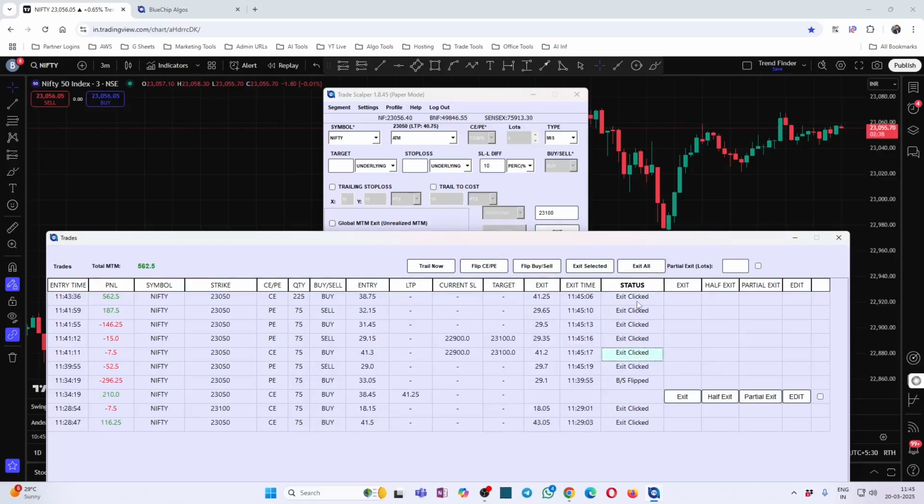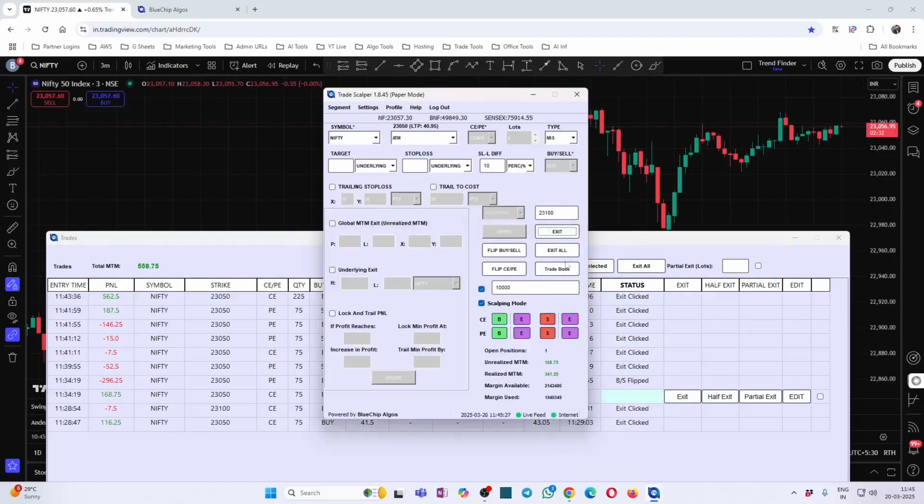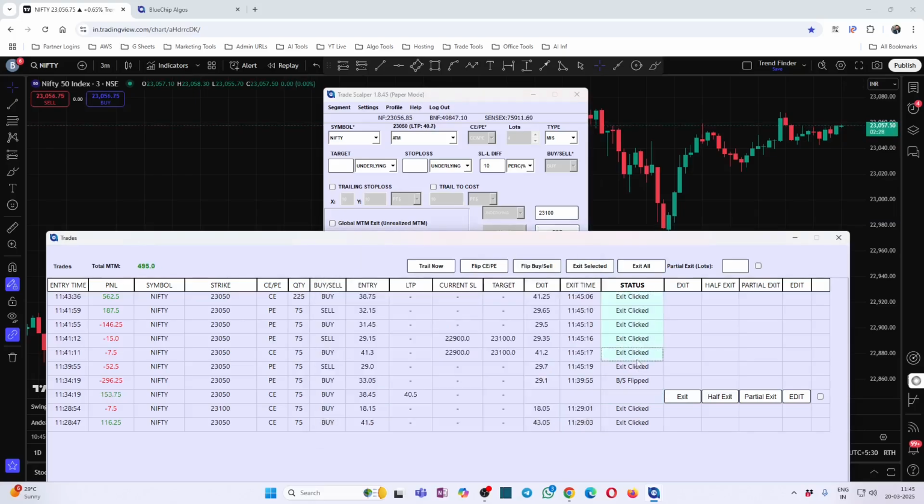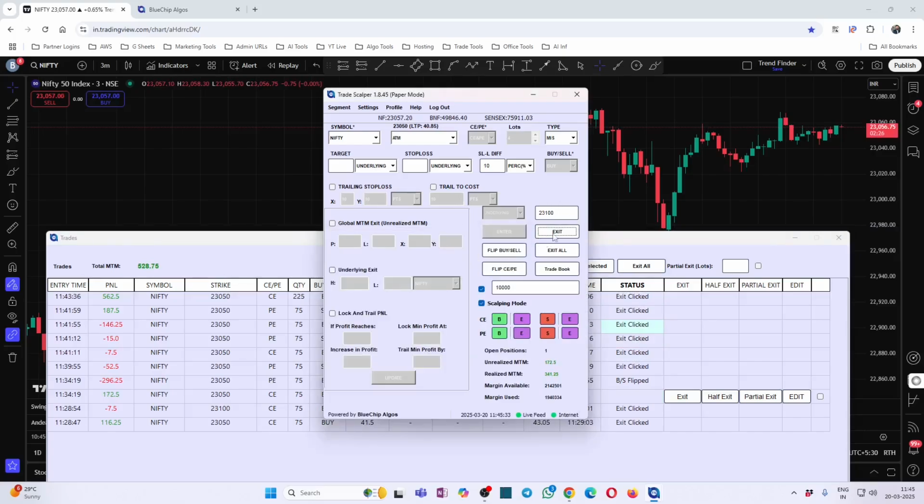So likewise, you can see that I have exited like 4 or 5 positions now, but I would like to still have this. That's the reason I don't click on exit all, because I don't want to exit all the positions. I only want to exit recent 4 positions, right? From that perspective, this exit button will really help a lot.